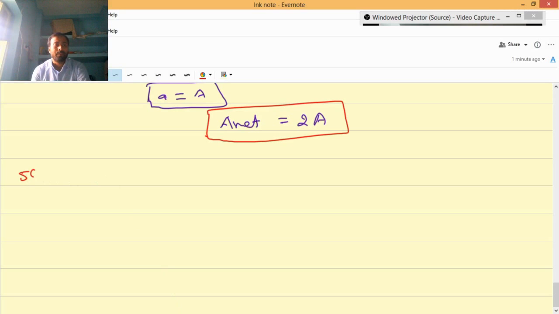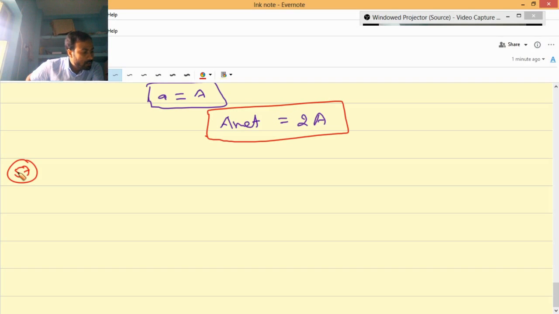Now we will be solving problem 56th. Since we have already done the 56, we will be solving problem 57th of chapter 12. What is asked in this problem is: a particle is subjected to two simple harmonic motions given by two equations, x1 and x2, where x is in centimeter and t is in second.